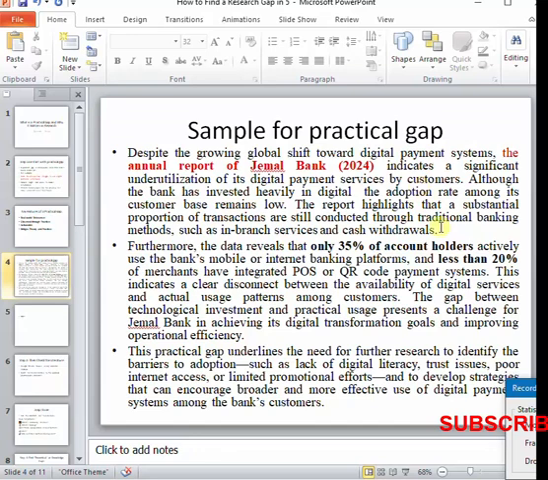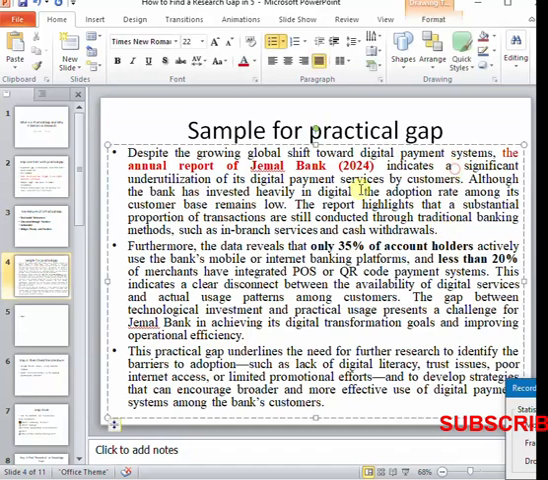So it starts with a positive statement. Despite the growing global shift towards digital payment systems, the annual reports of Jamal Bank, documented in 2024, indicate significant underutilization of digital payment services by customers. It is a practical gap. The researcher collects this information by reading the annual report of Jamal Bank.